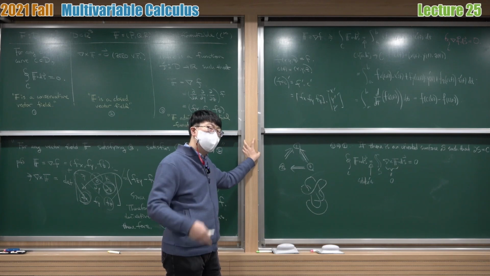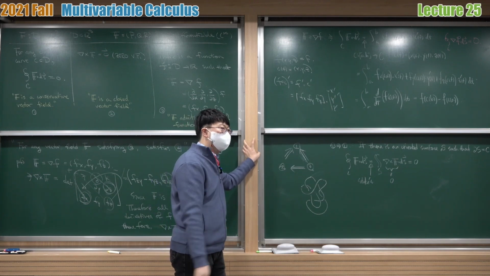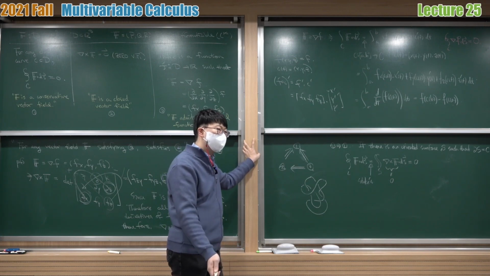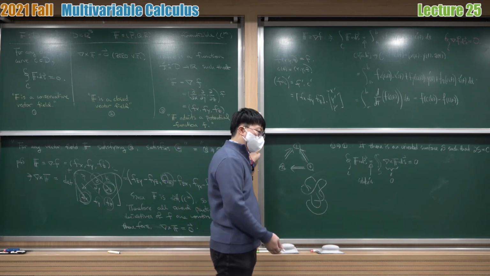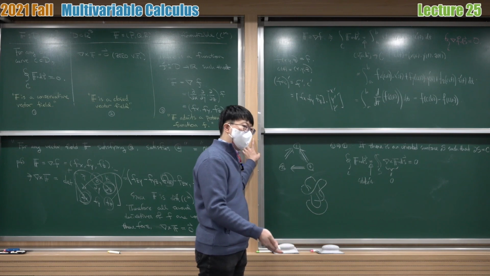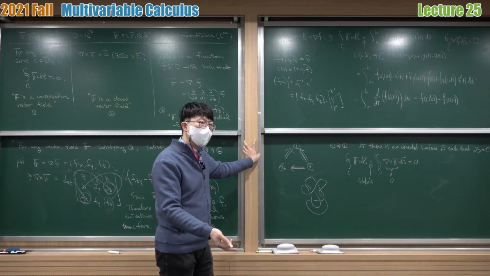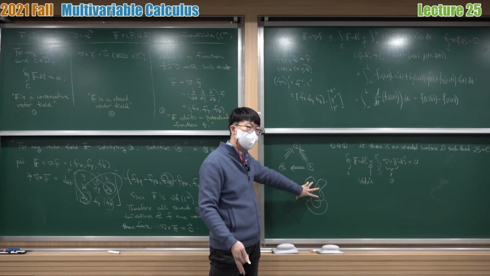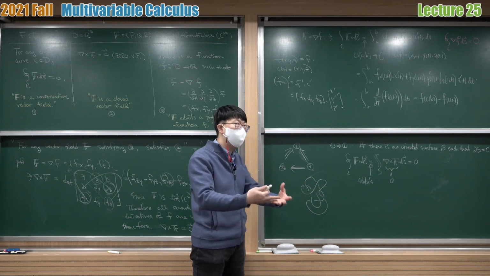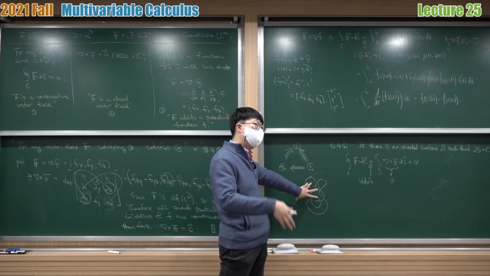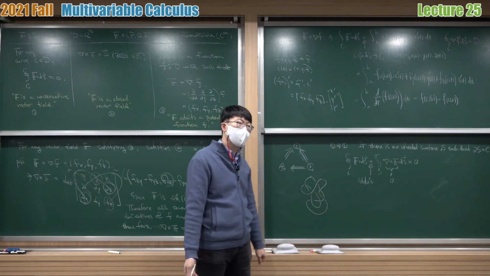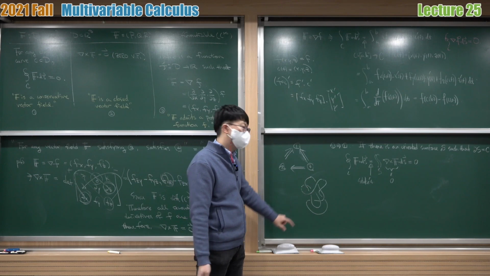So we need a theorem. It's a hard, deep mathematical theorem that tells you that in three-dimensional space, you can always find an oriented surface whose boundary is any given closed curve. So for any given closed curve, you can always find an oriented surface whose boundary is that curve. That's called the Seifert surface.